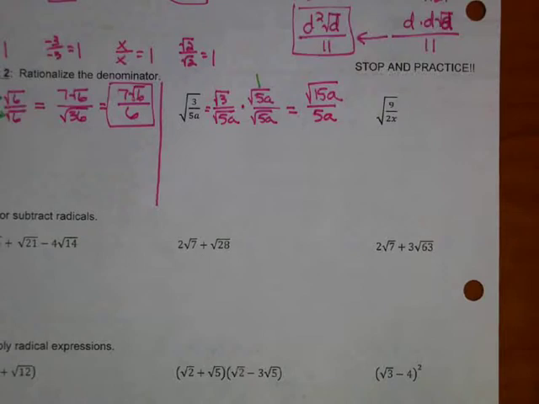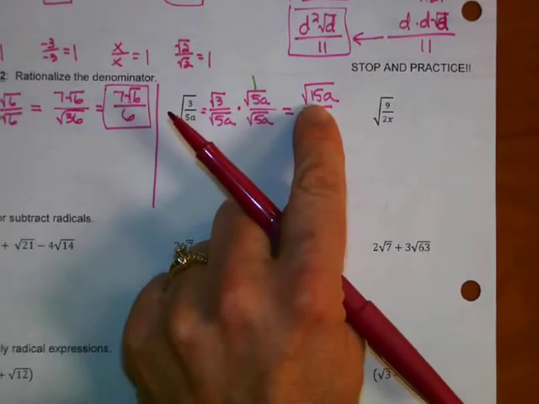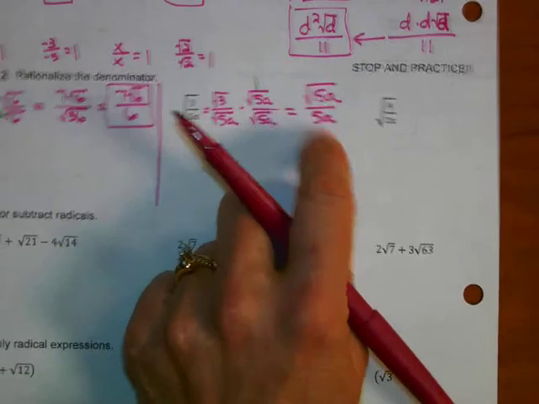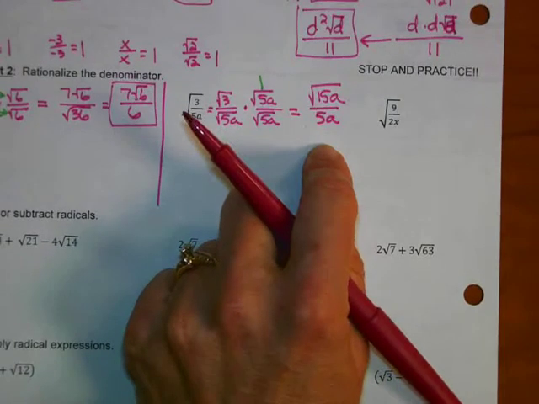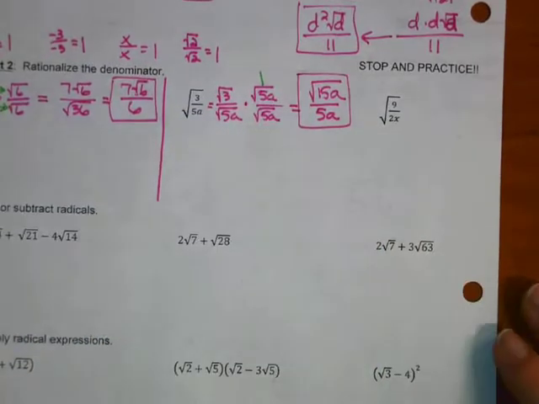Okay, now I stop and say, can 15 be divided by anything on that perfect square list? Yes, no, maybe? No? So I can't go any further. I'm done. I cannot do any more simplifying. This is it. It's as far as I can go.